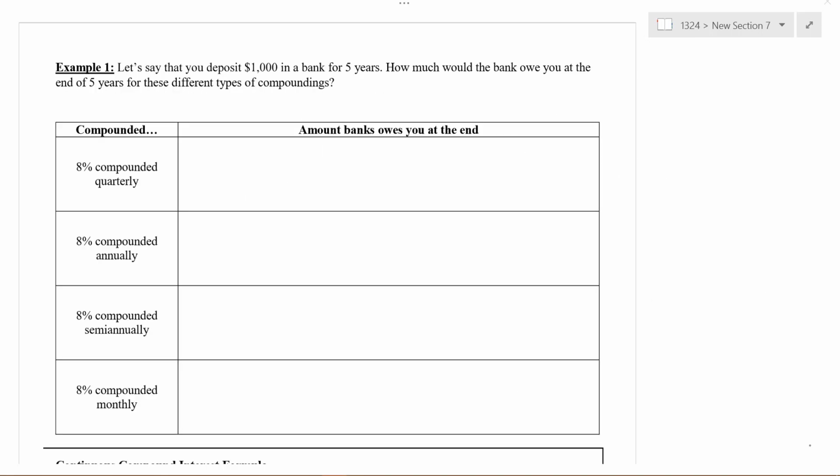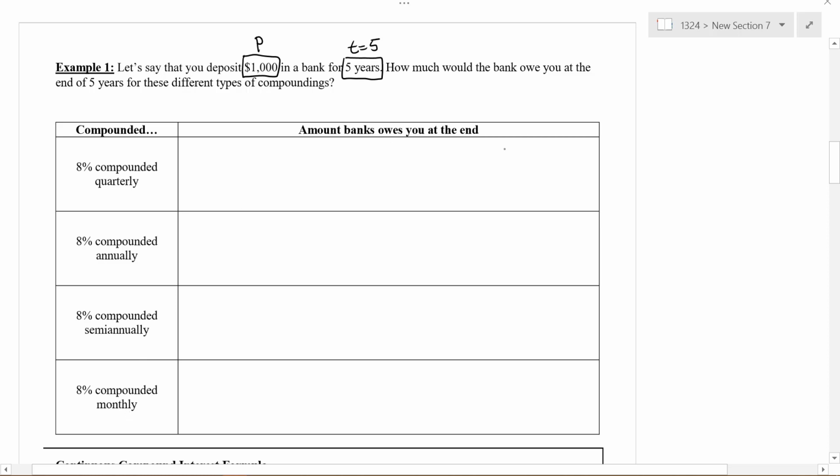Alright, so let's look at example 1. Let's say that you deposit $1,000 in a bank for 5 years. Okay, so the $1,000 is going to represent that principal P, and the 5 years is going to represent the time. So our t value is 5 years. How much would the bank owe you at the end of 5 years for these different types of compoundings? So we're going to look at 4 different types of compoundings. We have 8% compounded quarterly, 8% compounded annually, 8% compounded semi-annually, and then 8% compounded monthly.